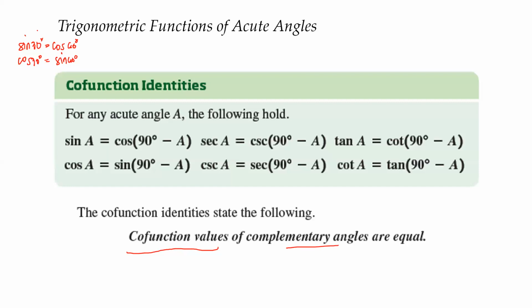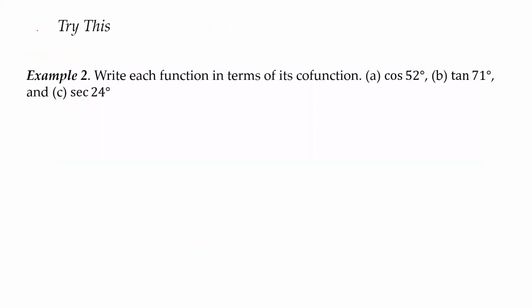Cosine 30 is square root of 3 over 2. So sine 60 is also square root of 3 over 2. Knowing that, let us do example 2.